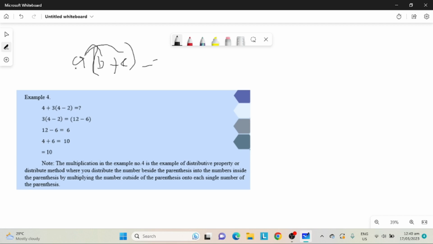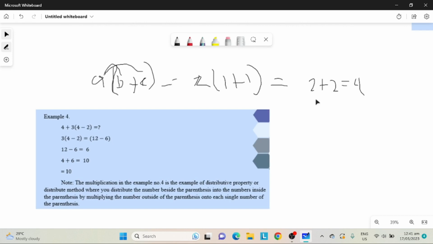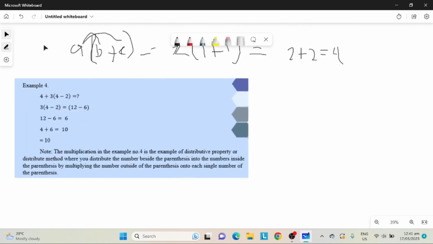So if it has a number 2, and then we have B with 1 and C with 1, we're going to have 2 times 1 is equal to 2, and then 2 times 1 is equal to 2, which is 2 plus 2 is equal to 4. Now, that is the given example for example number 4.